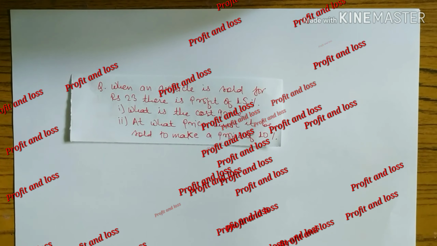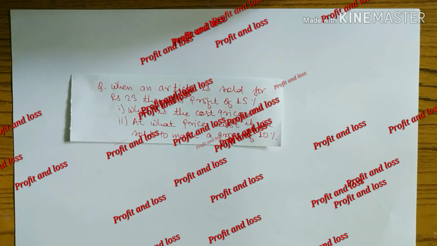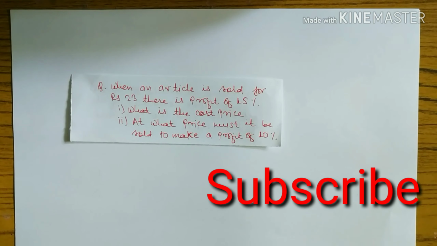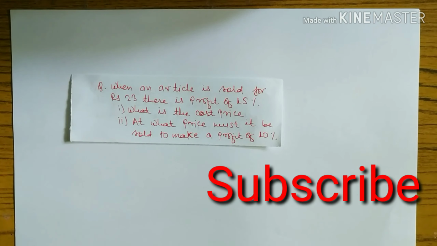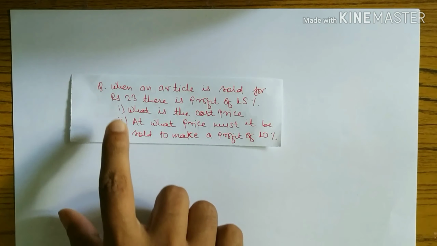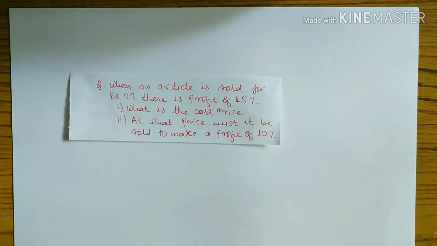So we have one question. When an article is sold for rupees 23, the selling price of the article, SP, is 23. There is a profit of 15%. If the selling price is 23, then how much profit did he get? 15%. In number 1, what we have to find out? What is the cost price? We have to find out CP.